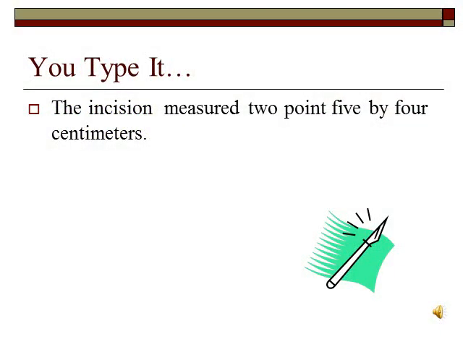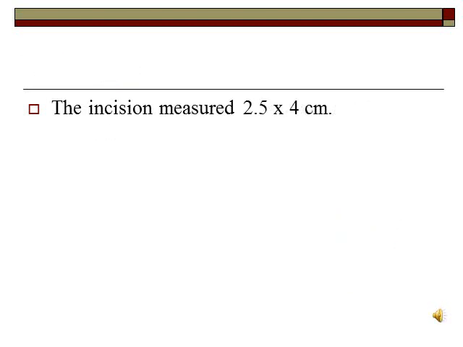Our next U-type sentence, the incision measured 2.5 by 4 centimeters. How are you going to transcribe that? Go to your Word document, type it up. The incision measured 2.5 by 4 centimeters. And here's the answer to that one. The incision measured 2.5 by 4 centimeters.